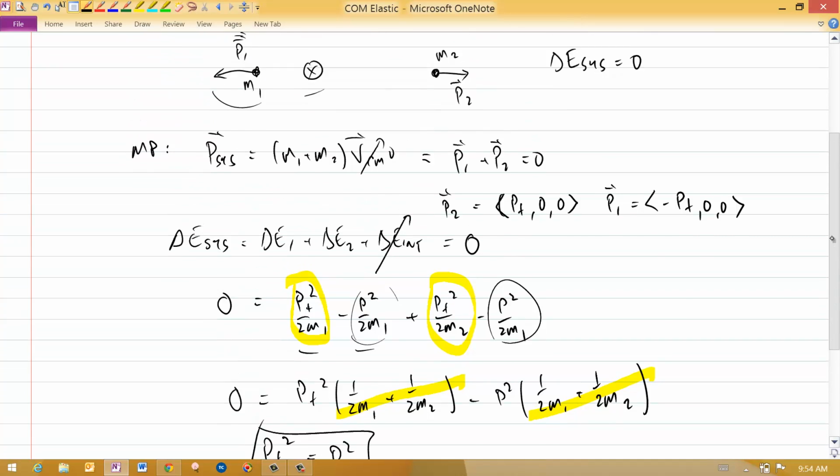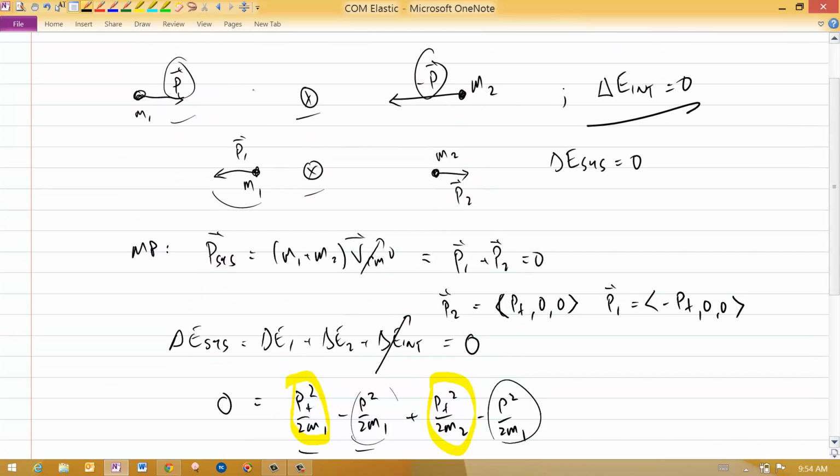So the only way this elastic collision can go is minus P. These two particles just come in with momentum P, and they leave with momentum minus P, which is exactly what an elastic collision means.